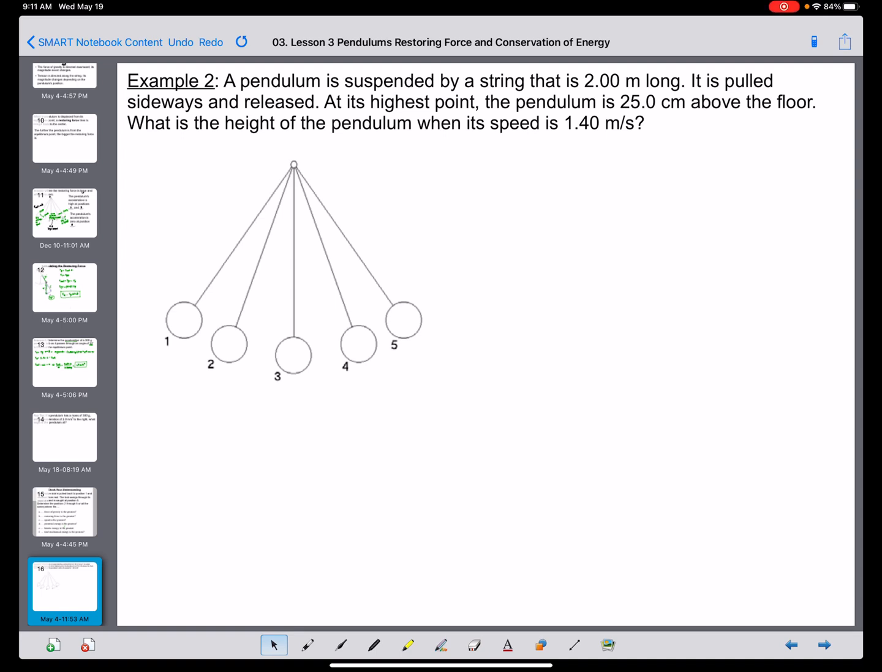Okay, so continuing on with pendulums, now we're going to look at how to use conservation of energy to calculate the speed or the height of a pendulum. So read example 2 and pause the video and then come back.